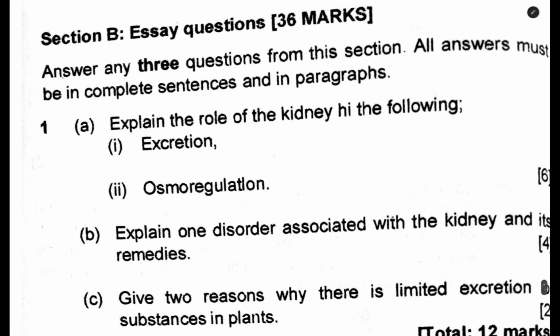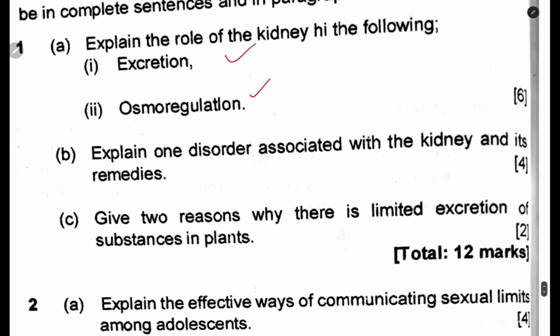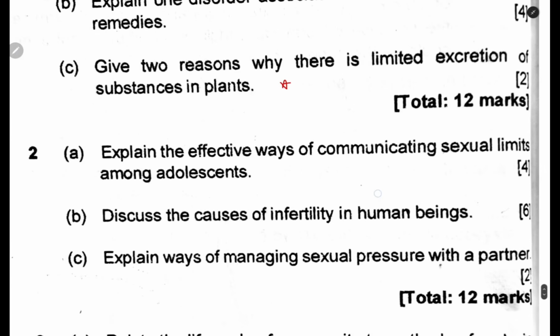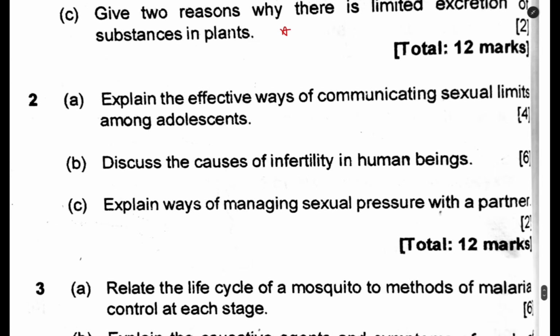Okay, so explain the role of a kidney in the following: excretion, osmoregulation. Then explain one disorder associated with a kidney and its remedy. Then question B, I see: give 2 reasons why there is limited excretion of substances in plants. Then question 2: explain the effective way of communicating sexual limits among adolescents. Discuss the causes of infertility in humans. Explain ways of managing sexual pressure.